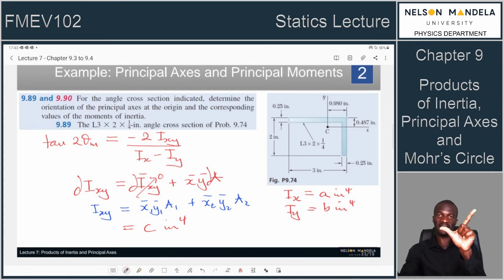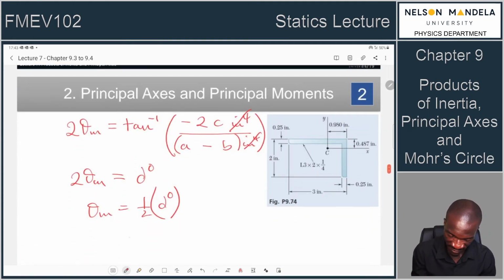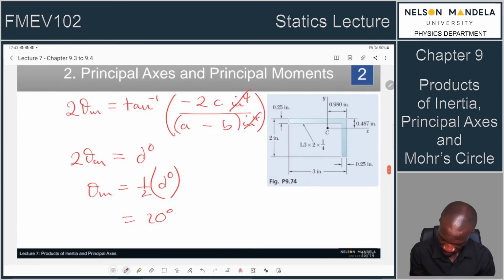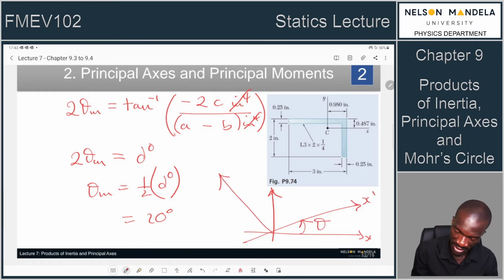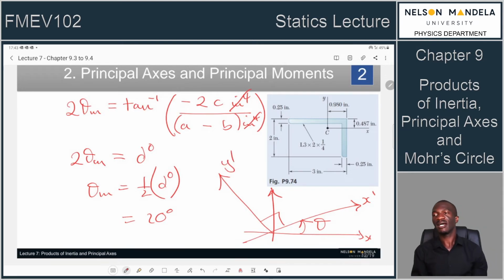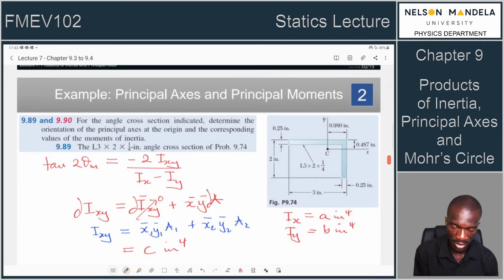So obviously if you have an axis, you've got an xy axis. This is for your x-axis. This theta that you found, let's say it's 20 degrees. If we are to draw it relative to the original axis, it will be here. This is the angle we were discussing earlier on. Obviously, the other axis would be 90 degrees from there, which would be y prime. So basically, those are the steps that you would take to find the orientation of the principal axis at the origin.